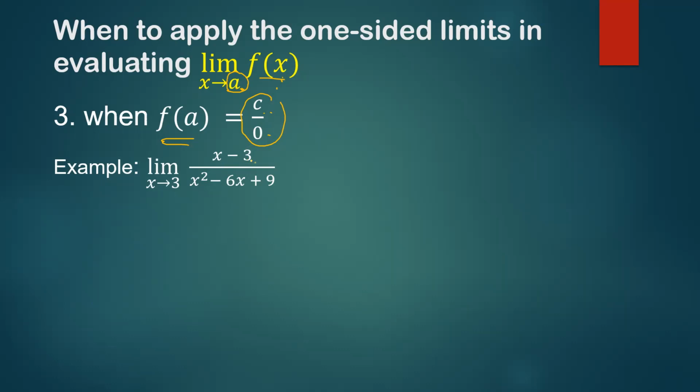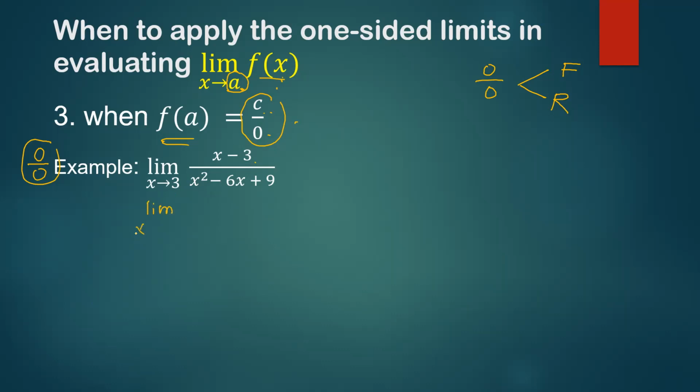3 minus 3 is 0. Then our denominator is 9 minus 18 plus 9, that is 0. So you might be thinking, it's not in this form, so it's indeterminate. You will have a tendency to factor, because for 0 over 0, you have two options: you have factoring as an option or you rationalize.